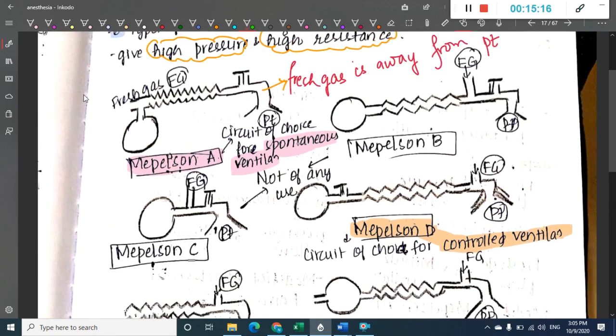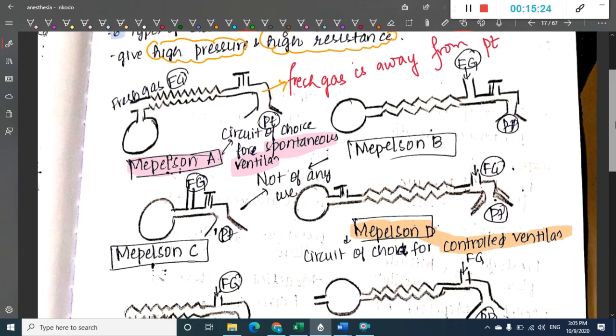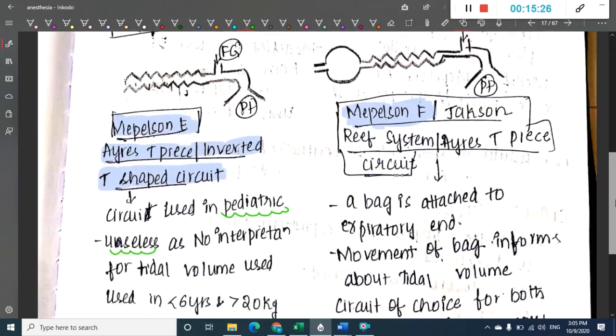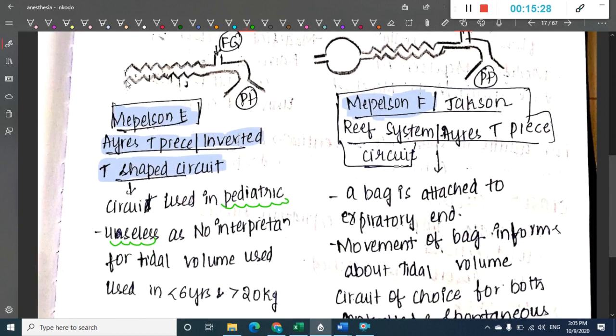See, if a bag is attached to it, whenever the patient is respiring, this bag will inflate and deflate, and as a result you can make sure that the patient is breathing. But in Mapleson E, because no bag is attached, you cannot make sure whether the baby is breathing or not. So this is actually useless. We do not use it at all, because there is no interpretation for tidal volume in this circuit, Mapleson E.